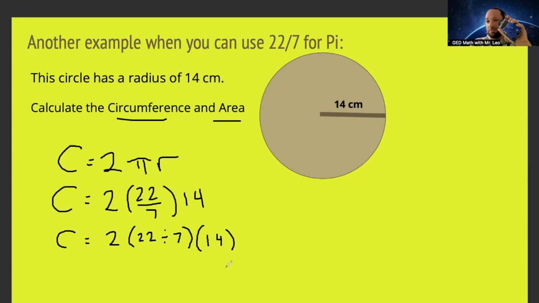I got 88. Nice friendly whole number. This is the purpose. This is the reason for this variation. It sometimes gives you friendly whole number answers. All right. How about area?